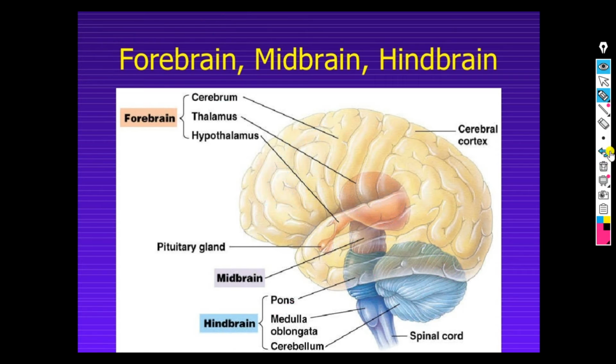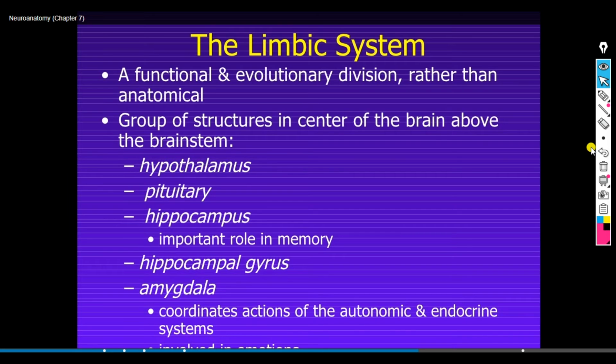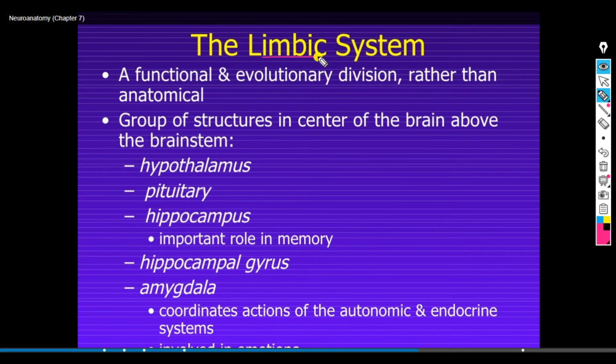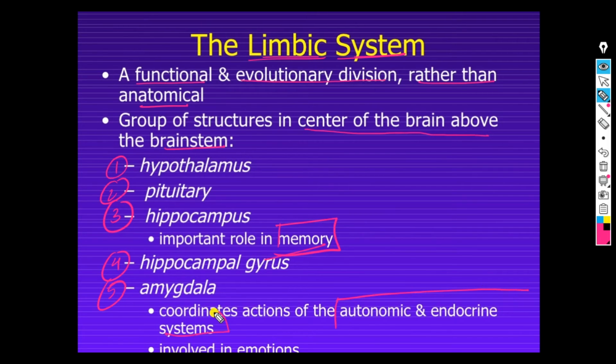The limbic system is a functional and evolutionary division rather than an anatomical group of structures in the center of the brain above the brainstem, which includes the hypothalamus, pituitary, hippocampus and hippocampal gyrus, and amygdala. The hippocampus is involved in memory. The amygdala coordinates the actions of the autonomic and endocrine systems and is involved in emotion.